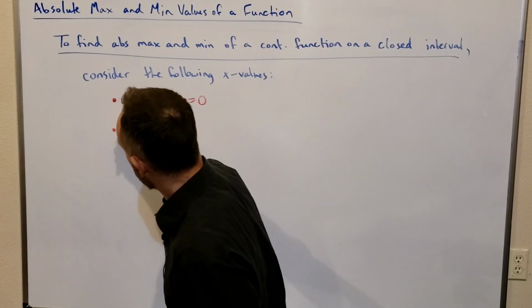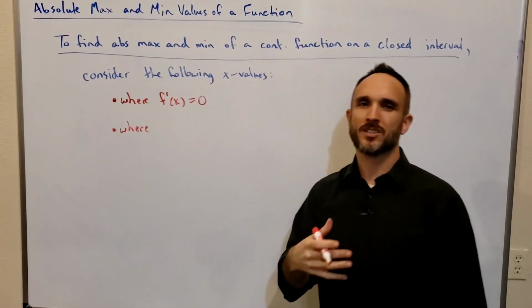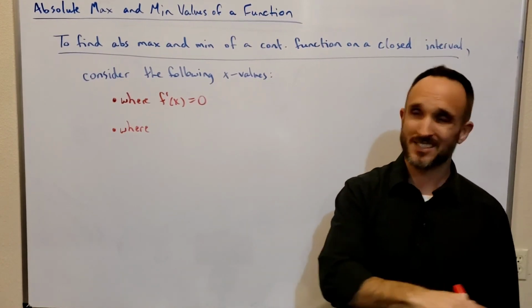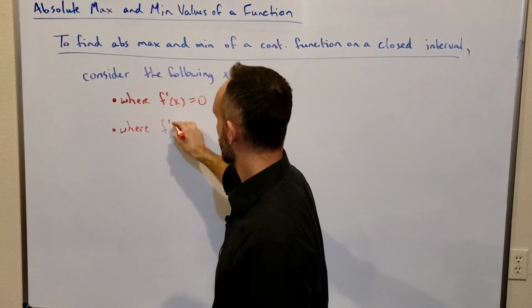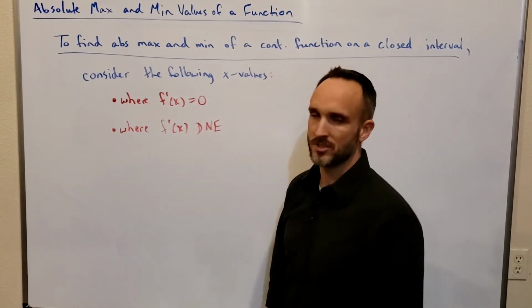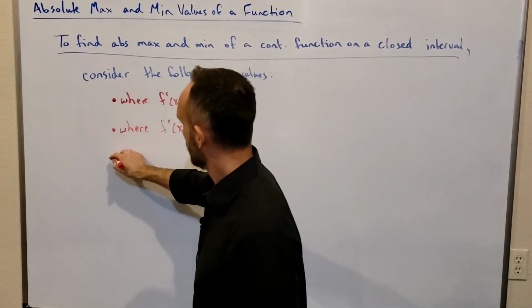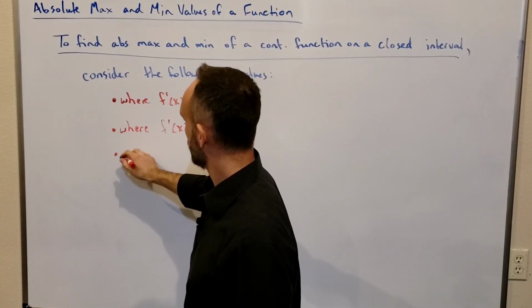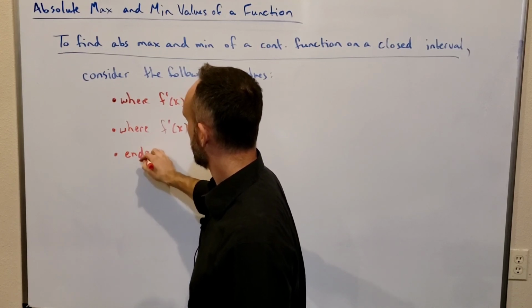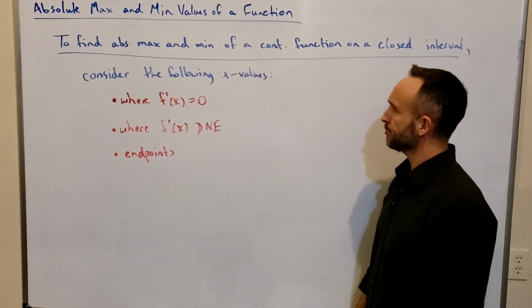You also want to consider where the function is not differentiable. In other words, consider where the derivative does not exist. Where f prime of x does not exist. That's where the function is not differentiable. The last place you want to look are the endpoints. Okay? Look at the endpoints.